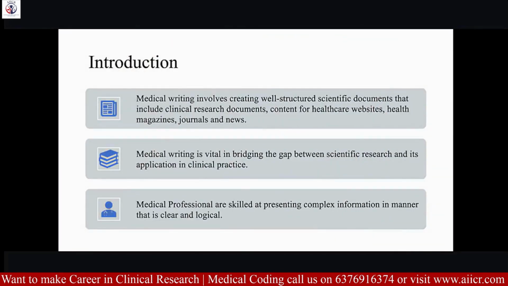So, introduction. What is medical writing? Medical writing involves creating well-structured scientific documents that include clinical research documents, content for healthcare websites, health magazines, journals, and news. Let me tell you guys that medical writing is not only limited to a protocol or a case report form or clinical study report. Medical writing is a vast career.